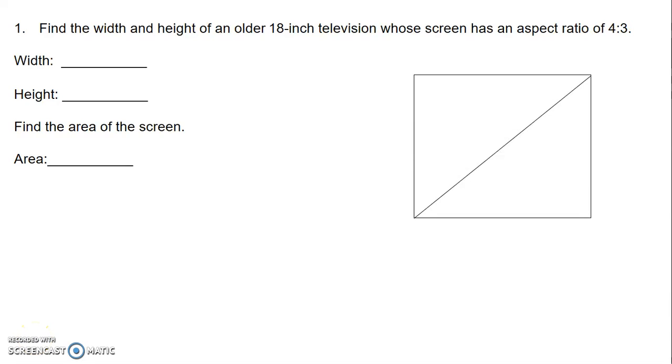Okay, and we're going to do a short video on finding the width and height and area for a TV screen. So let's find the width and height of an older 18-inch television whose screen has an aspect ratio of 4:3. So this would be our width, and this would be our height. Now the 18 inches for a television, for any television, that refers to the diagonal here. So we can say this is 18 inches long.